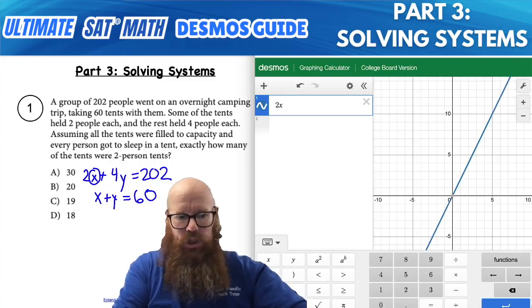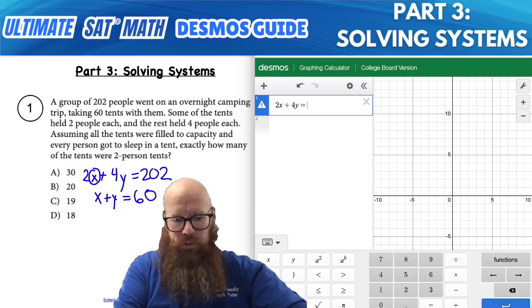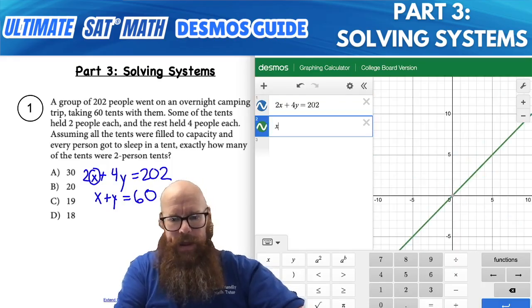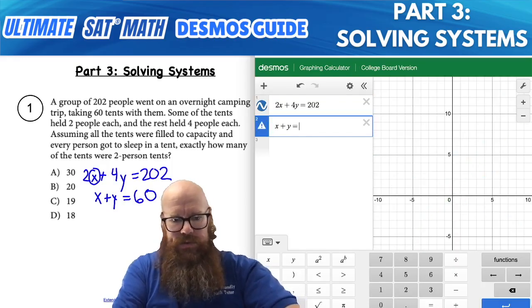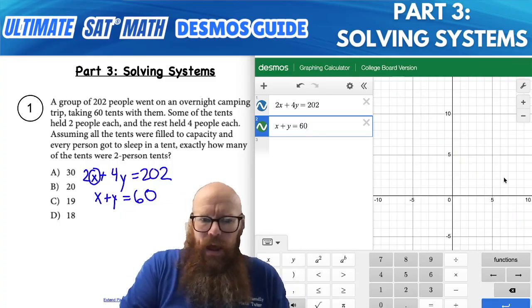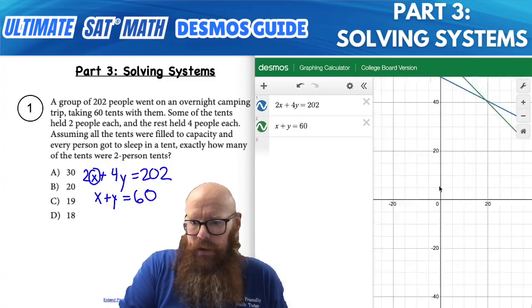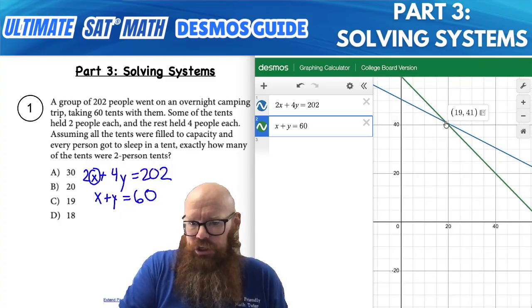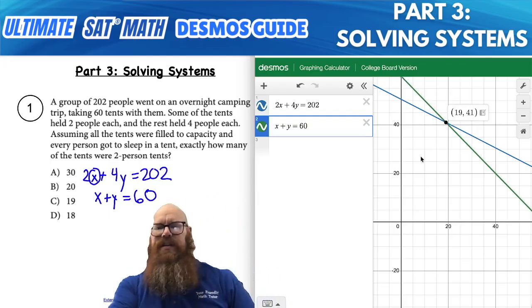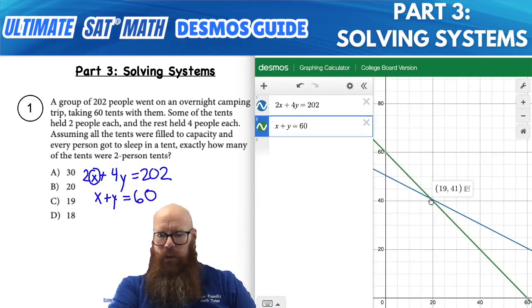So just a quick 2X plus 4Y equals 202, and then X plus Y equals 60. And we're just going to zoom out a bit until we find the intersection. You just click on that. The intersection is 19, 41.